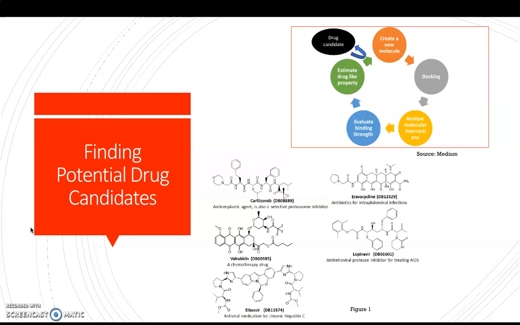So the top picture shows a few characteristics that are analyzed in the different programs that are used in drug development. These characteristics determine what will make a good candidate for the particular virus, some of which are docking, analyzing molecular interactions, evaluating the binding strength, estimating drug-like properties, and each of these characteristics are tested by a different program.